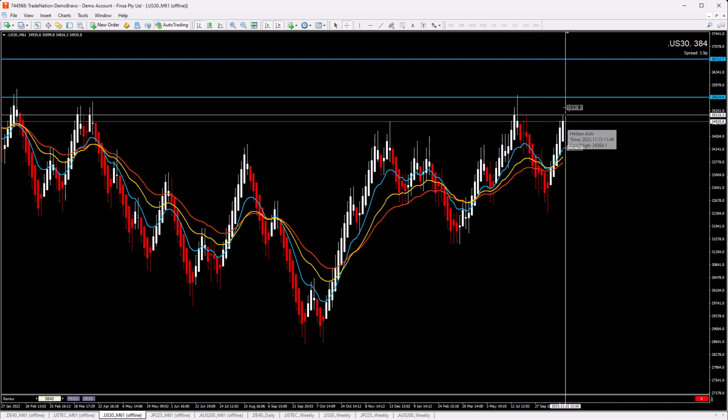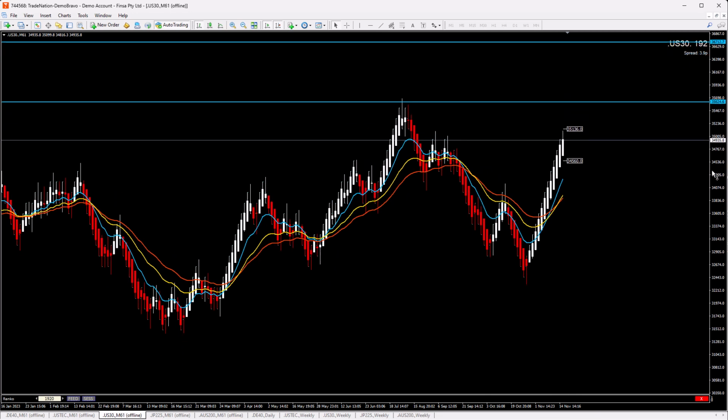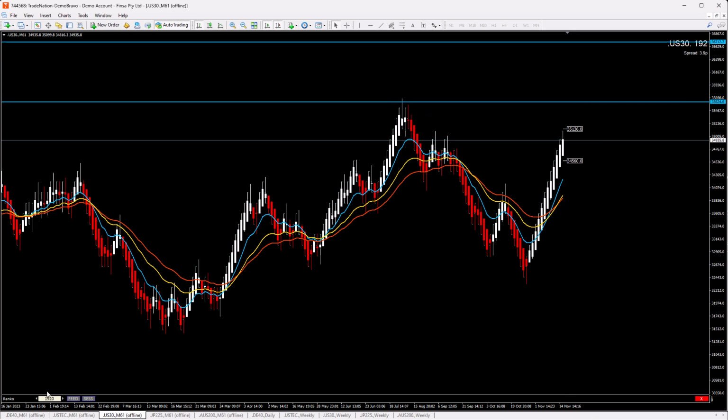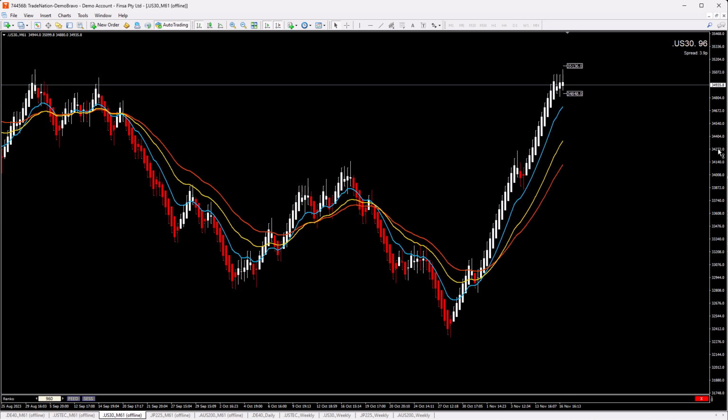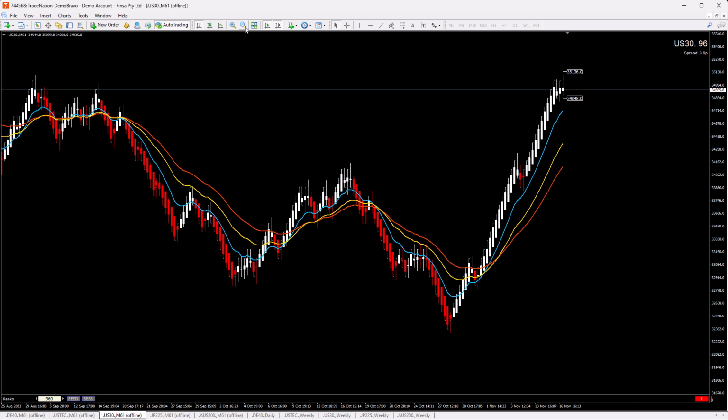Now it's pushing up. So of course, what we would like to do here is wait for the retracement and look for buys. Okay, so we wait for the retracements, we look for buys. 960, exactly the same. We wait for the retracement, we look to buy.